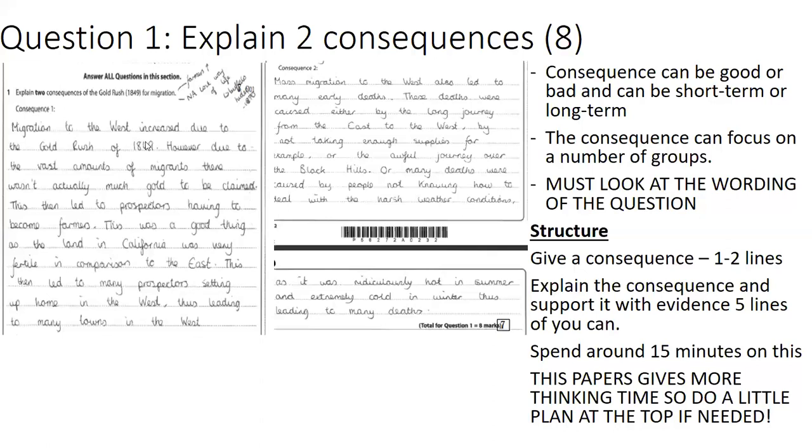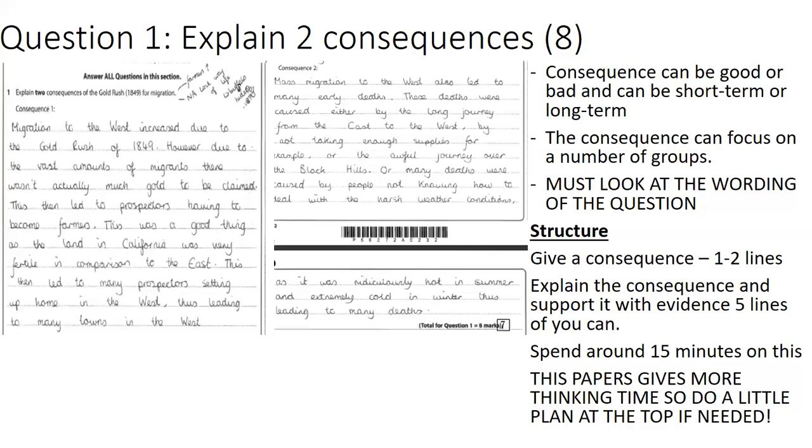So given a consequence that there wasn't much gold and people became farmers, then they explained this consequence, saying what it would lead to. The consequence too said mass migration to the West also led to many early deaths. That's the consequence. These deaths were caused either by the long journey from the East to the West, by not taking enough supplies, for example, or the awful journey over the Black Hills.